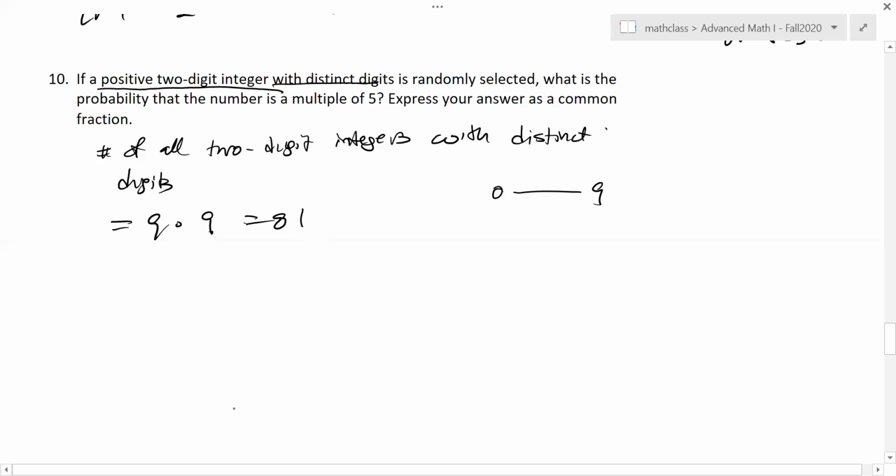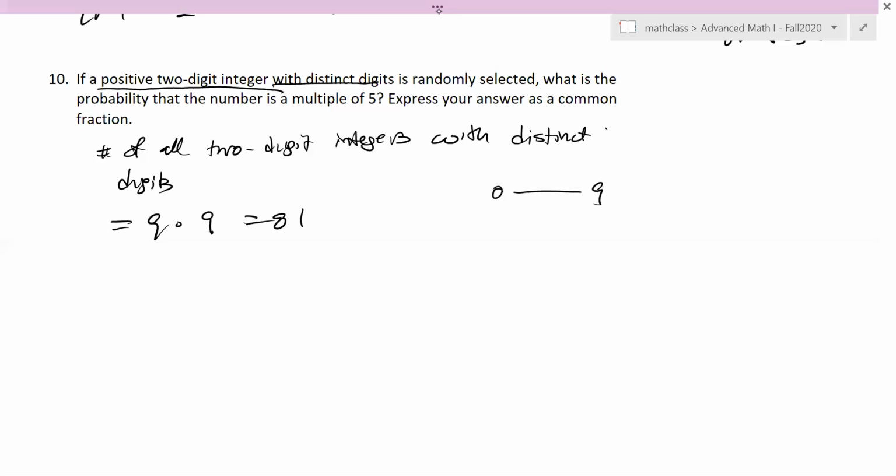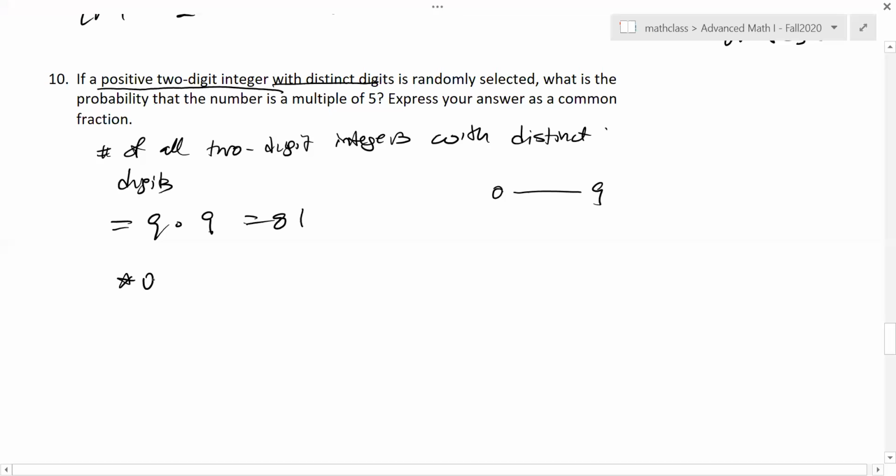Now, a number is divisible by 5 if and only if the last digit must be 0 or 5. So either 0 or 5, right? So the question is, how many such numbers are there?